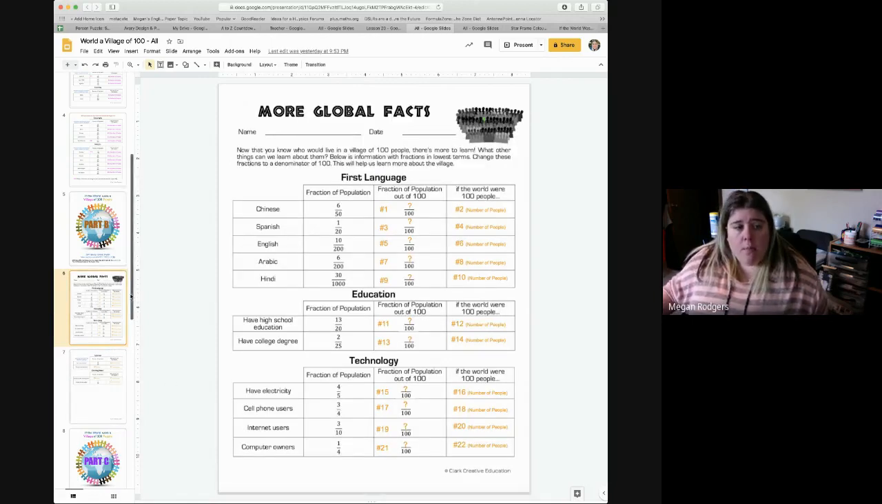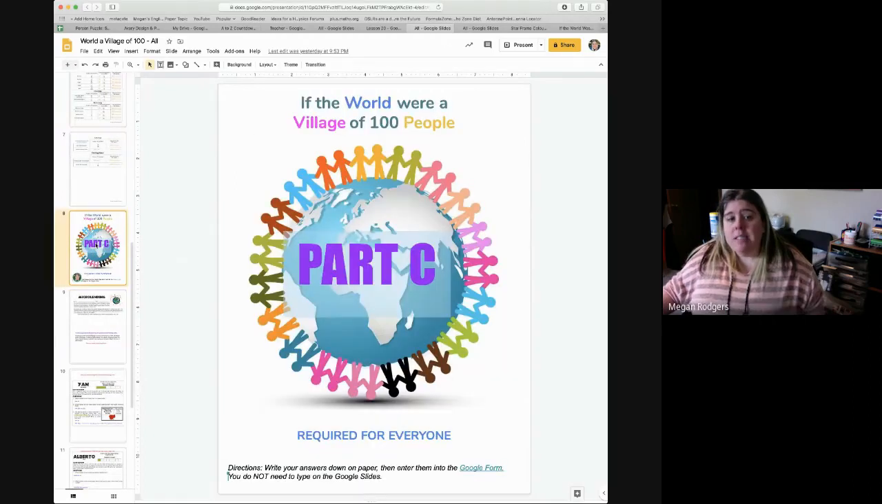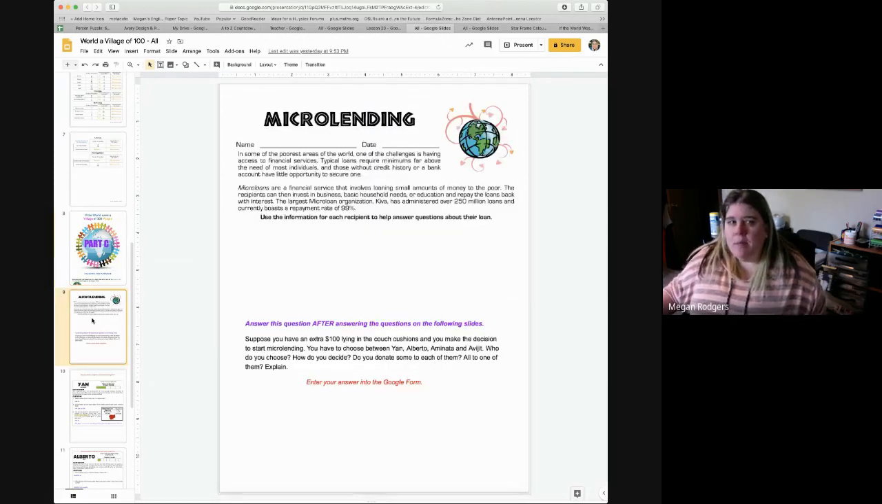All right. Part C is different. Part C, again, required for everybody. It's about this thing called micro lending. And it kind of explains here that micro loans are a way where everyday people can essentially make loans to other individual people to help them with projects.